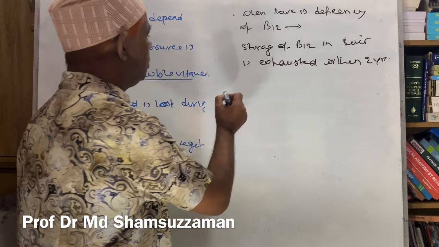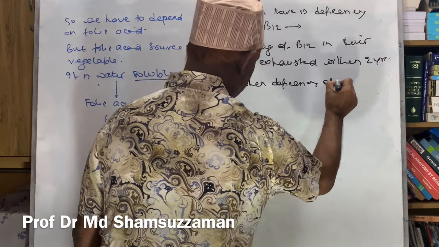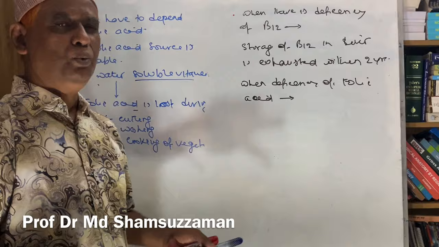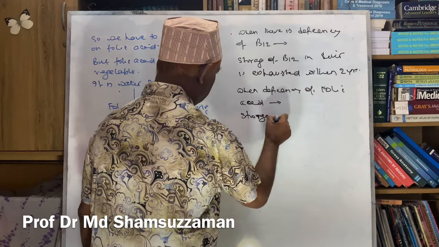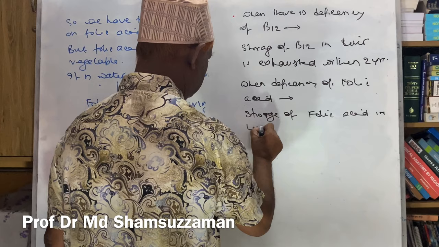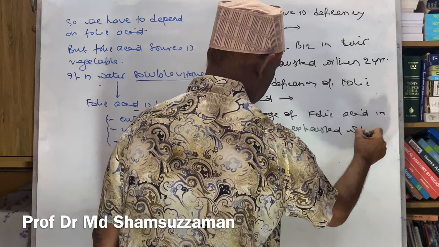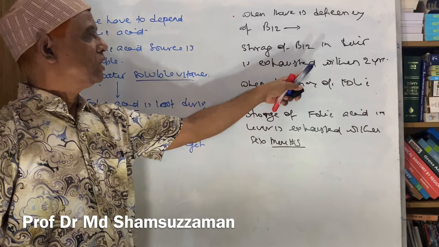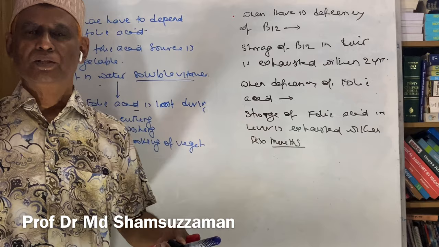But when there is deficiency of folic acid, the liver storage of folic acid is exhausted within 6 months. So, when deficiency of vitamin B12, exhaustion requires 2 years, but when deficiency of folic acid, exhaustion requires 6 months. So, folic acid deficiency is more common than vitamin B12 in our context.